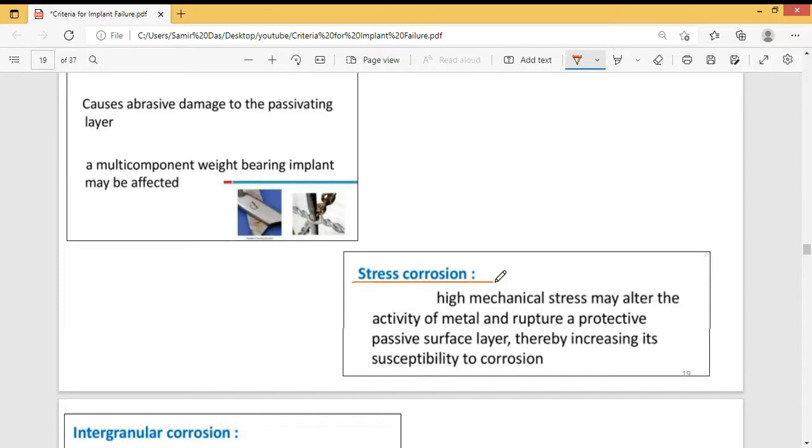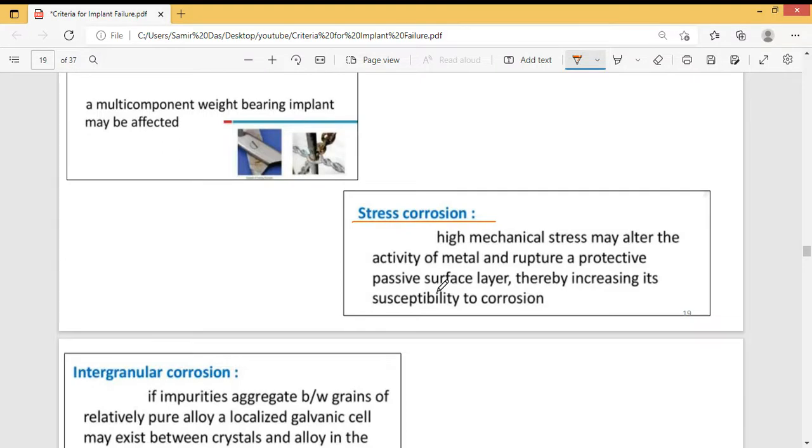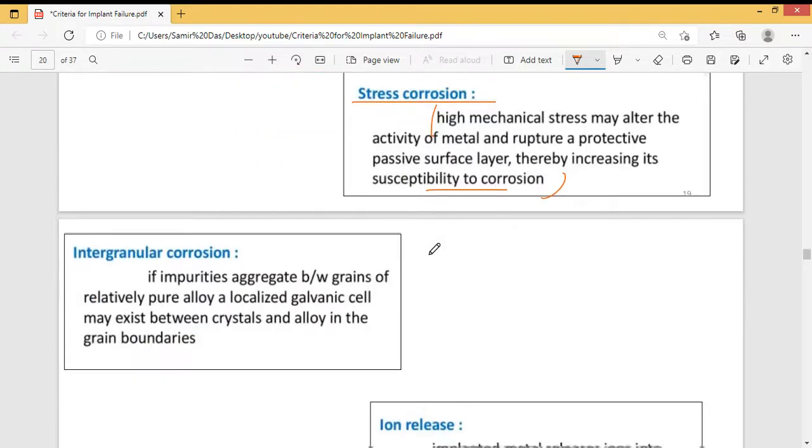Next comes stress concentration. Stress concentration is a very important part. In case of stress concentration, high mechanical stress may alter the activity of the metal and rupture the protective passive surface layer, thereby increasing its susceptibility to corrosion. So that is the most important thing.